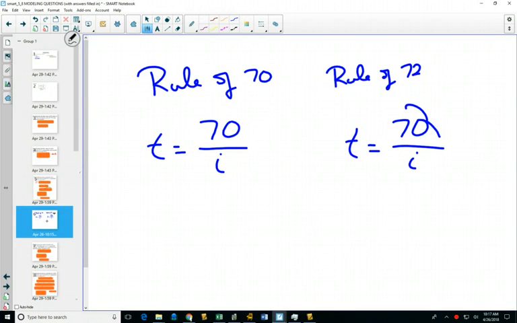If you had an interest rate of 6%, I would use this formula. 72 divides nicely by 6, comes out to 12. At 6%, it would take 12 years to double. If you got 2%, well, either one of those is going to take a long time. 2% is going to take 35, 36 years for it to double. And so the rule of 72, or the rule of 70, gives you a quick estimate for how long something is going to take to double.